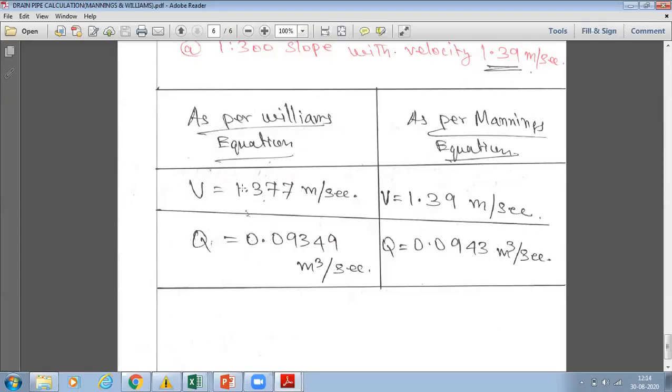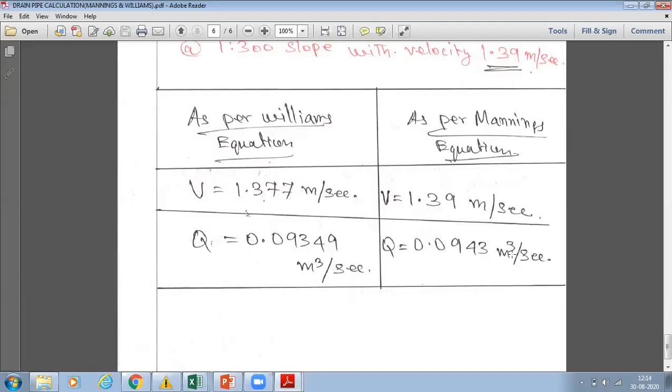For the drainage pipe size, the gravity pipe size, you can use both formulas. Then if you check the flow rate, how is the flow rate? Q equal to 0.04349 cubic meter per second. Q is coming with the Williams formula.